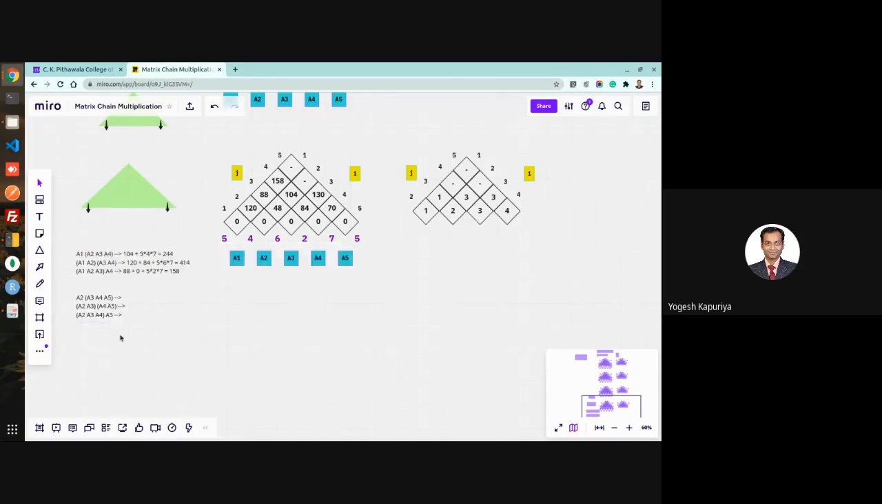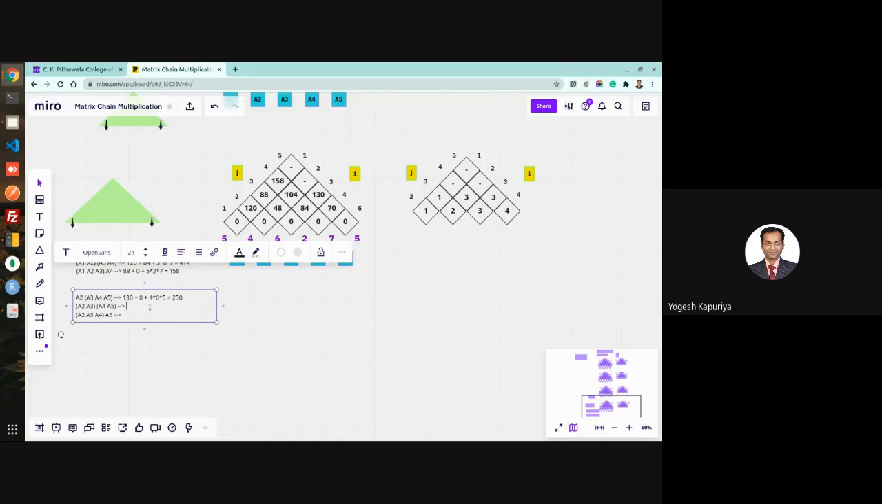Right, so these are the three options. Let's first compute A2 with A3, A4, A5. A3, A4, A5 is this, so that is 130. The dimension is 6 cross 5 and A2 is 4 cross 6. So that means it is 130 plus 0 plus 4 cross 6 cross 5. So 4 cross 6 cross 5 is 120, plus 130, so that will be 250.